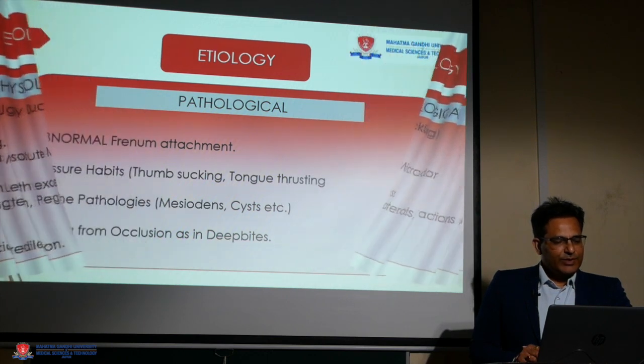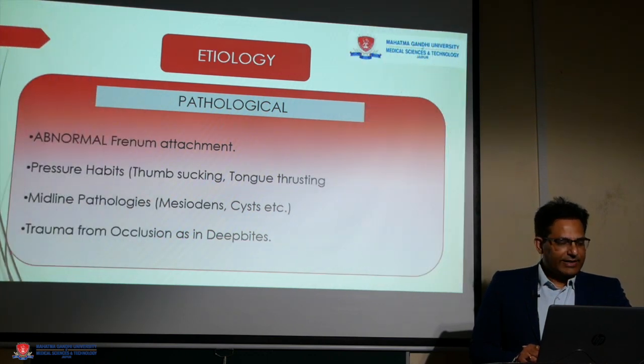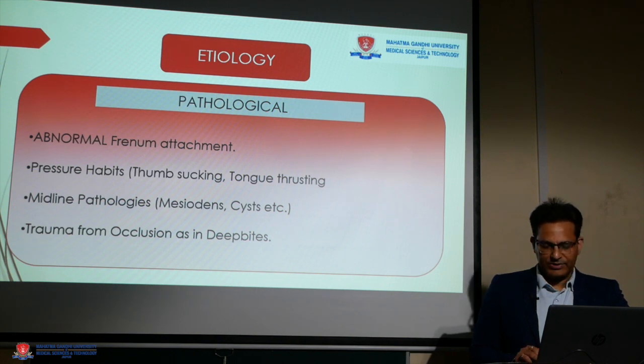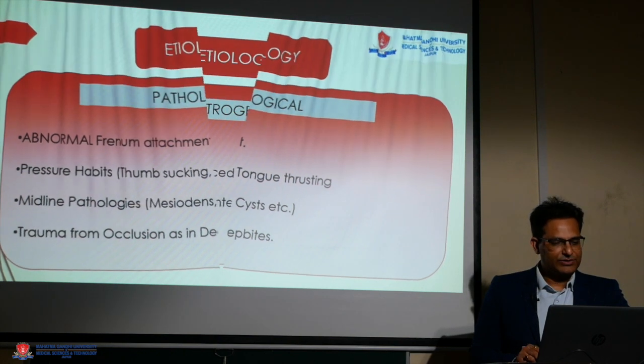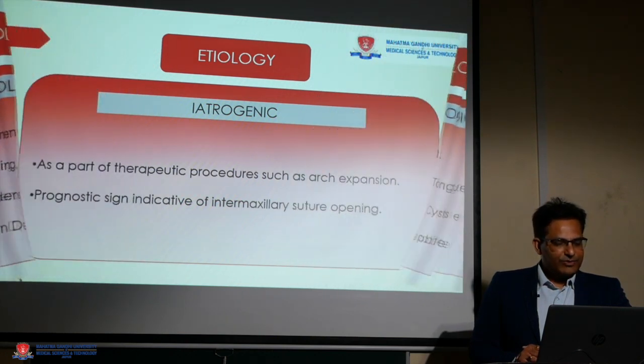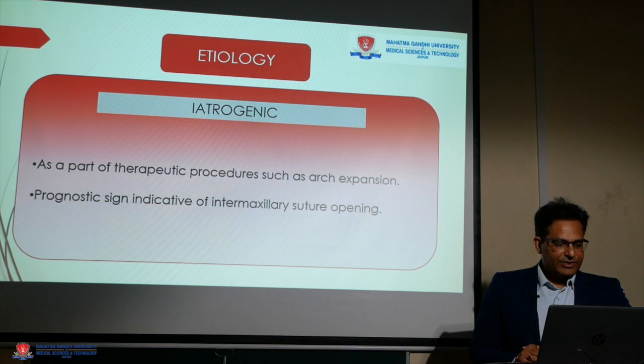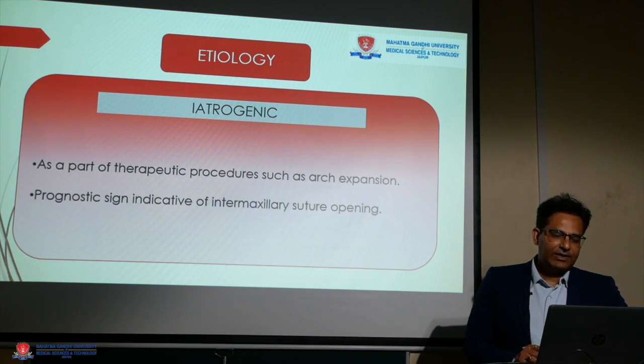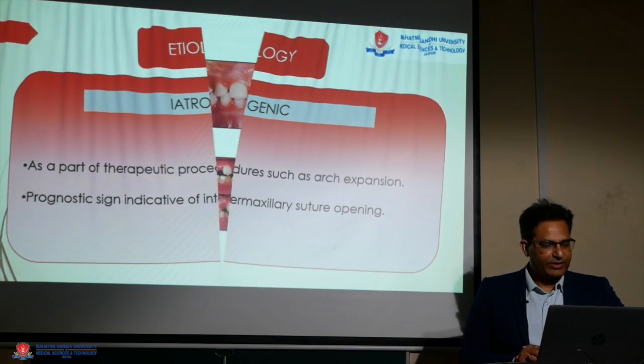Certain pathological situations also create midline diastema, like abnormal frenal attachments, and pressure habits like thumb sucking and tongue thrusting. Midline pathology is the presence of mesiodens, cysts, and trauma from occlusion as seen in deep bite situations. It can also be caused by iatrogenic procedures like arch expansion. It is a prognostic sign indicative of intermaxillary suture opening.